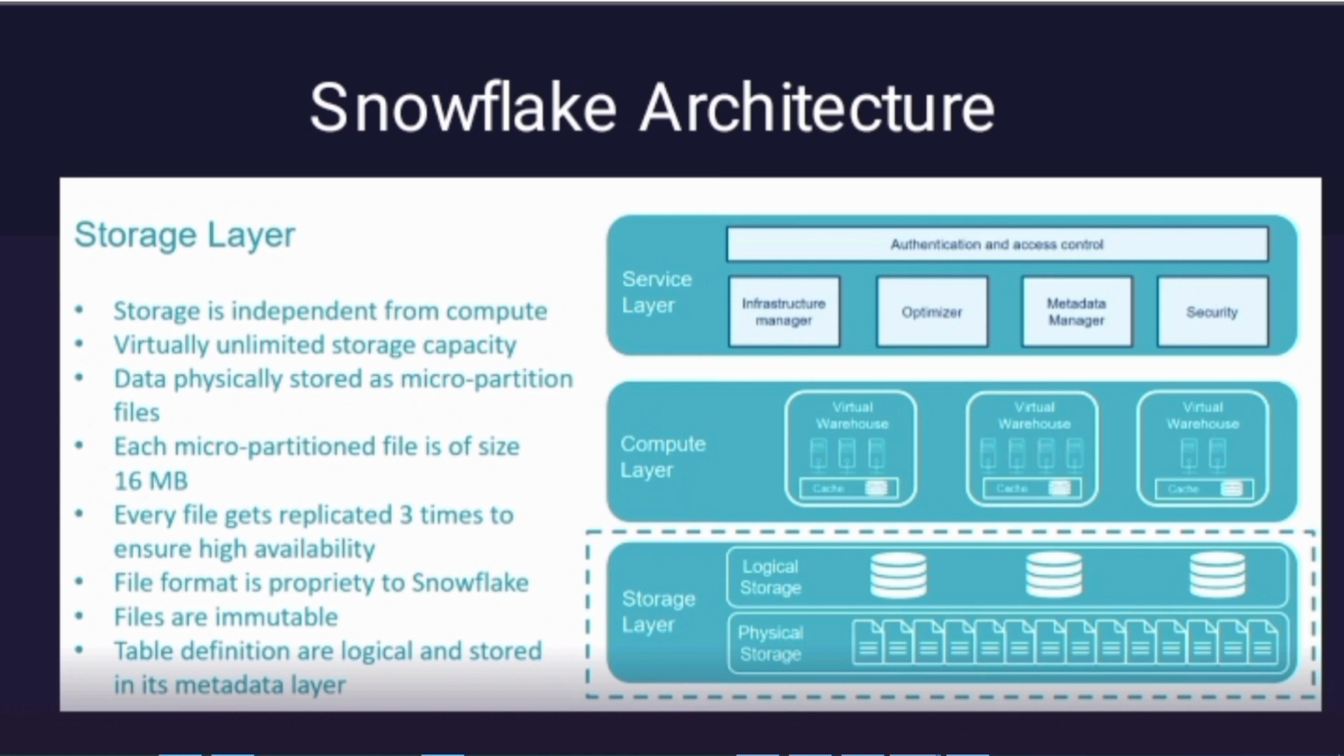In the compute layer there are virtual warehouses. A warehouse is basically a big thing, as I have discussed earlier, and the regional cache, local cache and all these things are available in this compute layer. The last one is the service layer, where authentication and access control, infrastructure management, optimizer, metadata manager and security live. When we create an account for Snowflake, we will see all these things: authentication, access control. There are also multiple roles available in Snowflake. We will see all these things one by one.